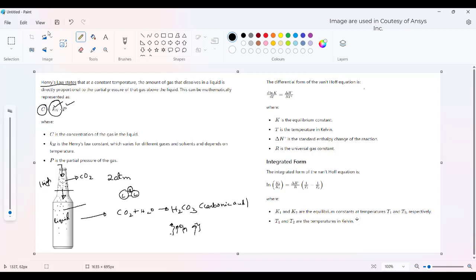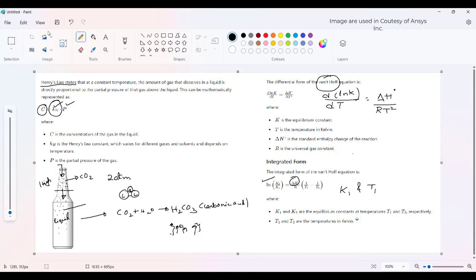The Henry constant is given by the Van 't Hoff equation, which you see on the right-hand part of the screen. The Van 't Hoff equation is d ln k by dT, which equals the enthalpy change divided by RT squared. When you differentiate and integrate that, you get this equation: ln(k2 by k1) equals delta H naught by R into (1 by T1 minus 1 by T2). So I'll take k1 and T1 as my reference values.